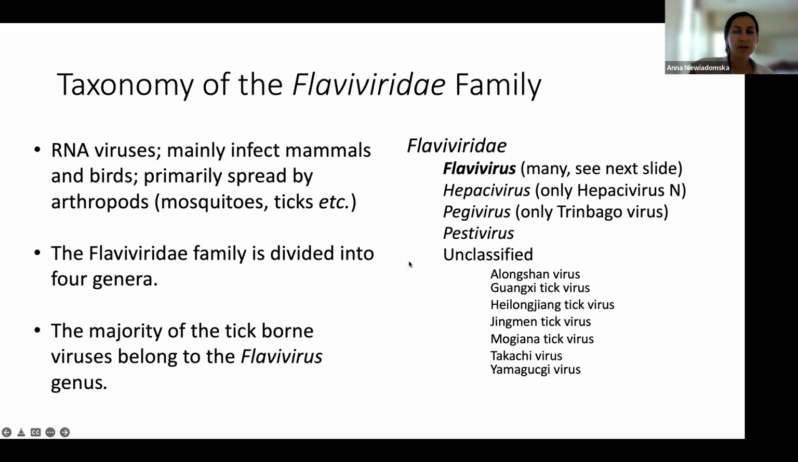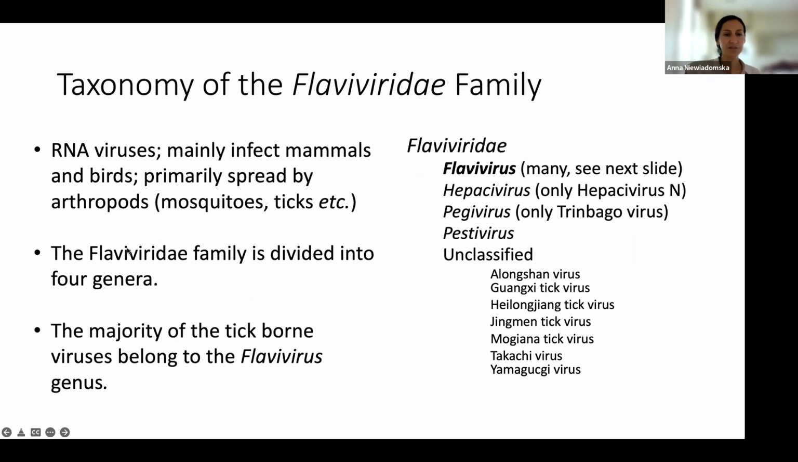So I thought I would just give you a quick introduction to the Flavivirus family. These are RNA viruses that mainly infect mammals and birds. They're primarily spread by arthropod vectors, and most people are probably familiar with those spread by mosquitoes such as dengue virus, yellow fever virus, but tick-borne flaviviruses are less well known, but still quite important both to humans and agriculturally.